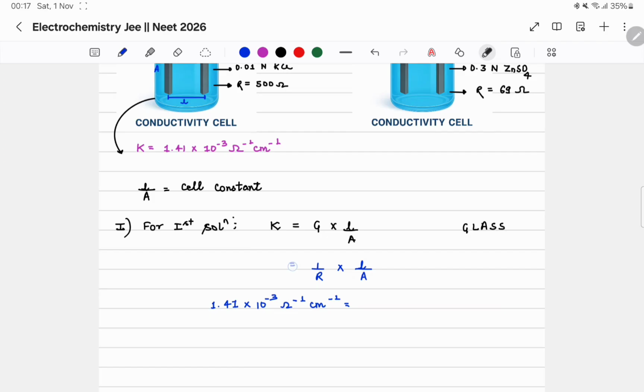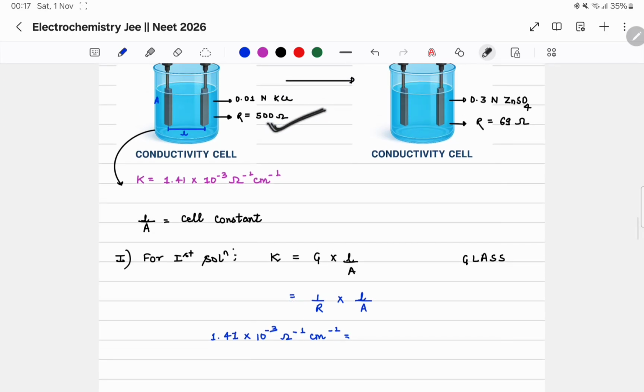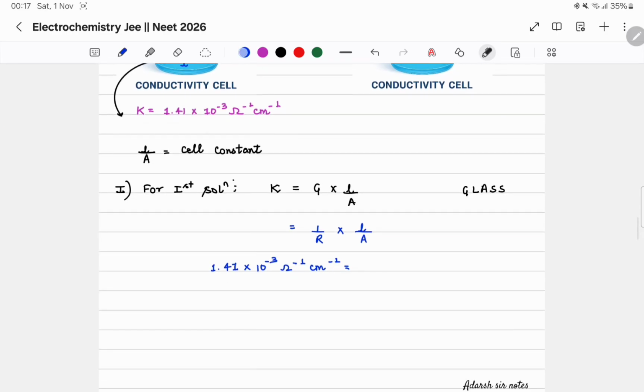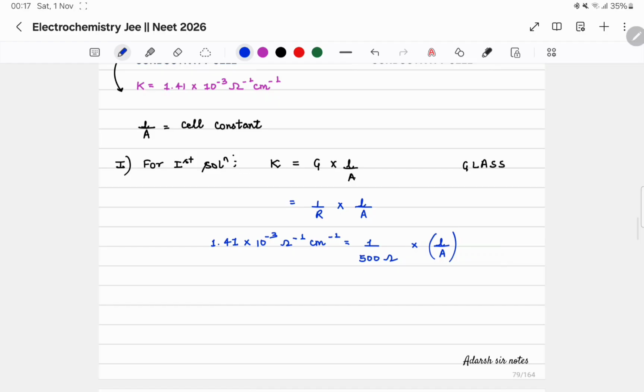What is the resistance for the first cell? You can check very properly, it is 500 ohm. So 1 upon 500 ohm, and we have to calculate L by A. Now we just have to do the calculation. Transferring this 500 ohm to the left hand side, L by A equals 1.41 into 10 to the power minus 3 ohm inverse centimeter inverse, multiplied by 500 ohm. Unit plays a very crucial role.